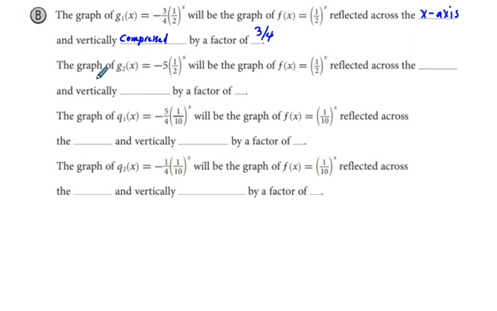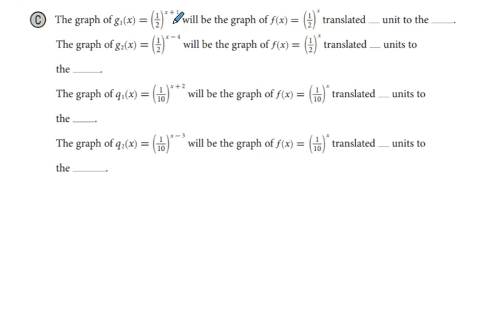Okay, and then the next one, g2 of x equals negative 1/5 times (1/2) to the power of x. We are reflected across the x-axis because of the negative sign, and vertically stretched by a factor of 5. Okay, and then we have these other ones below, they're similar.